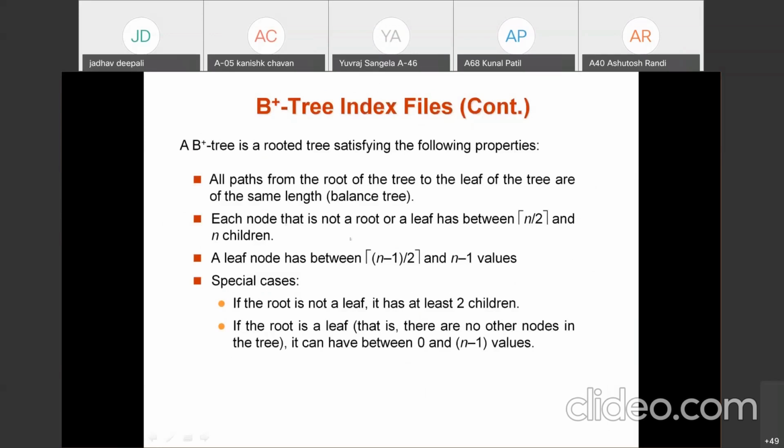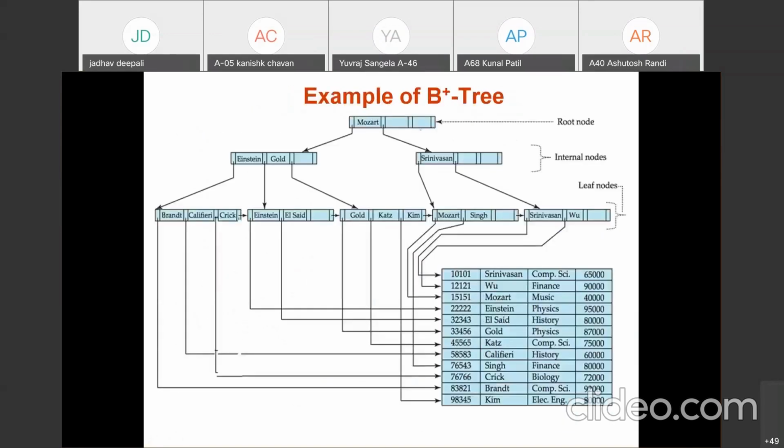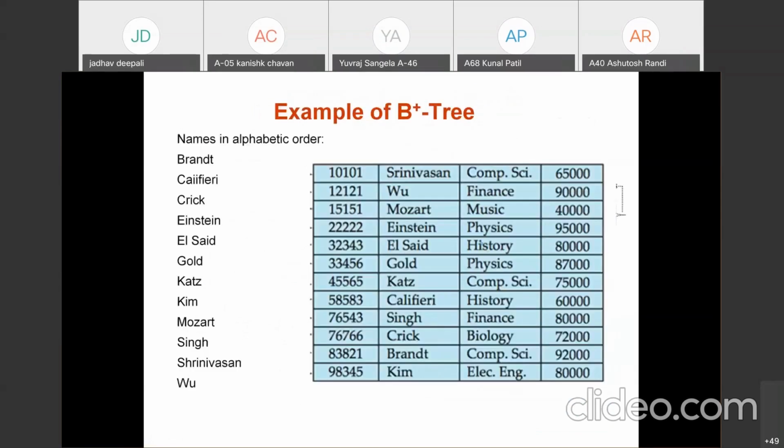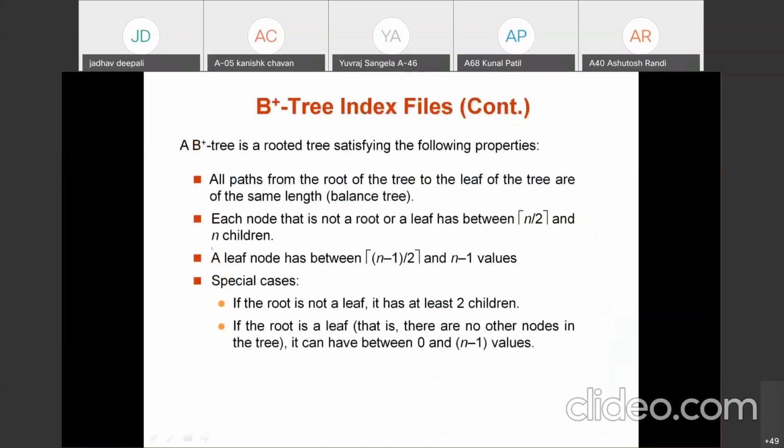So each node that is not a root or leaf has between n/2 and n children. Each node which is not a root and not a leaf, meaning internal nodes, has n/2 to n children. A leaf node, the last node, has between (n-1)/2 and n-1 values. So values are directly stored there.